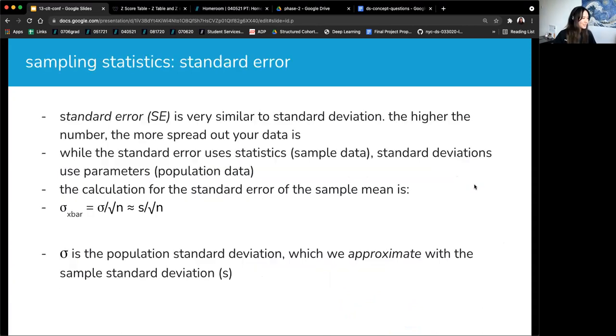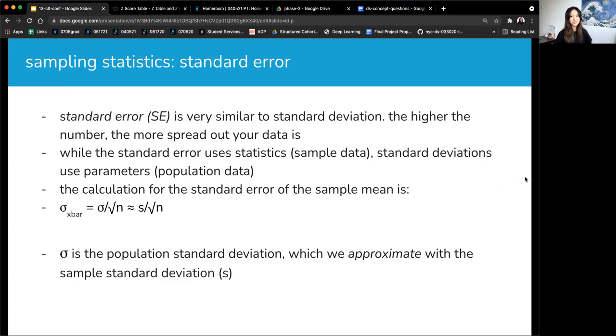All right. So next we're going to talk about standard error. Standard error is very, very similar to standard deviation, and we'll use it for the calculation of confidence intervals. By definition, it's very similar. The higher the number, the more spread out your data is. The only difference is that when you're talking about standard error, it usually refers to a sample, and if you're using standard deviation, it is for a population. That's one of the main distinctions between the two.